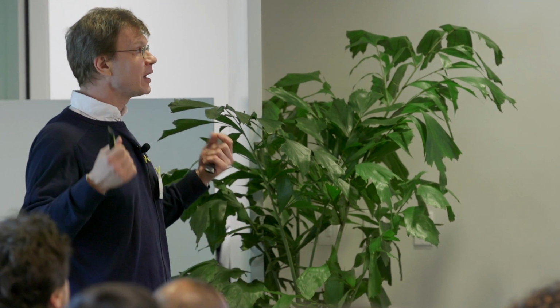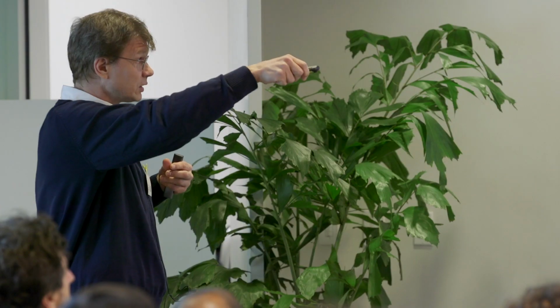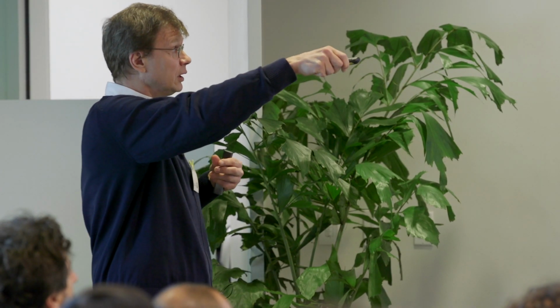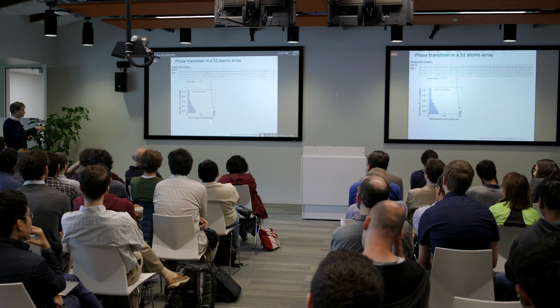But we actually can do much more here. For example, we can analyze individual occurrences. Sometimes you get this perfectly ordered array. This is just a perfect antiferromagnetic state. These are early experiments from 2017.